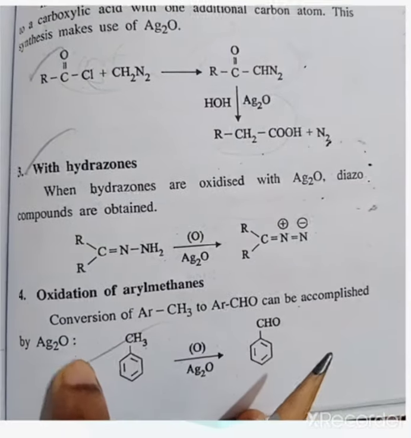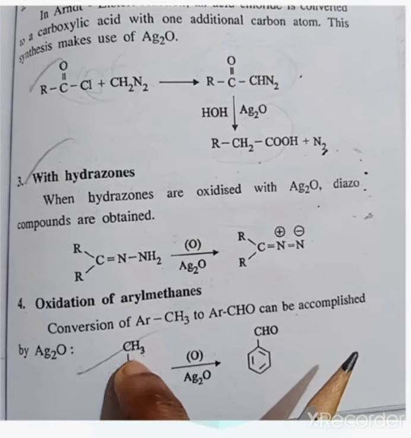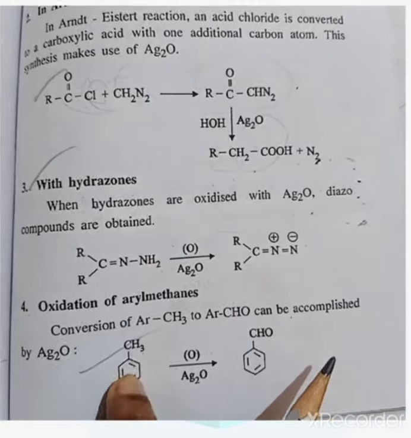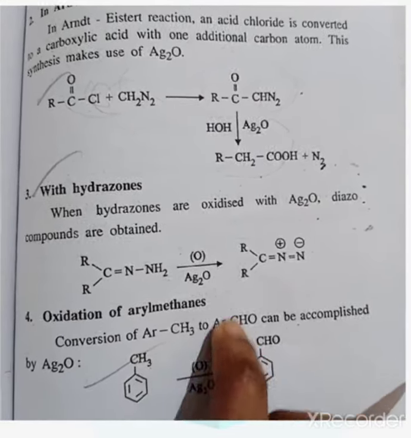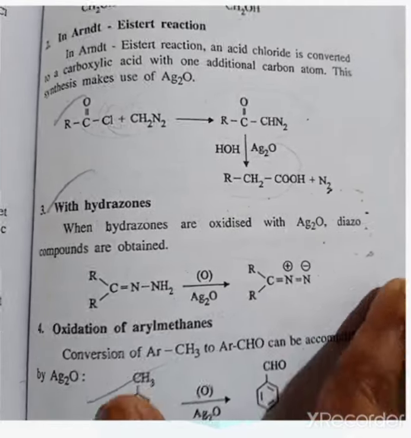Next will be oxidation of aryl methanes. Here aryl methanes. Okay, it contains one aryl group. Here this is said to be the aryl group. Okay, it contains one methane group. Undergoing oxidation, it is converted into aldehyde.